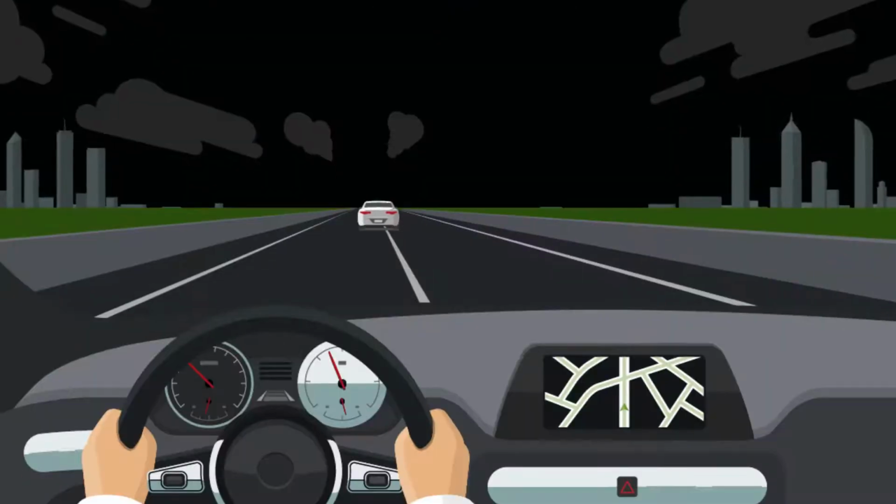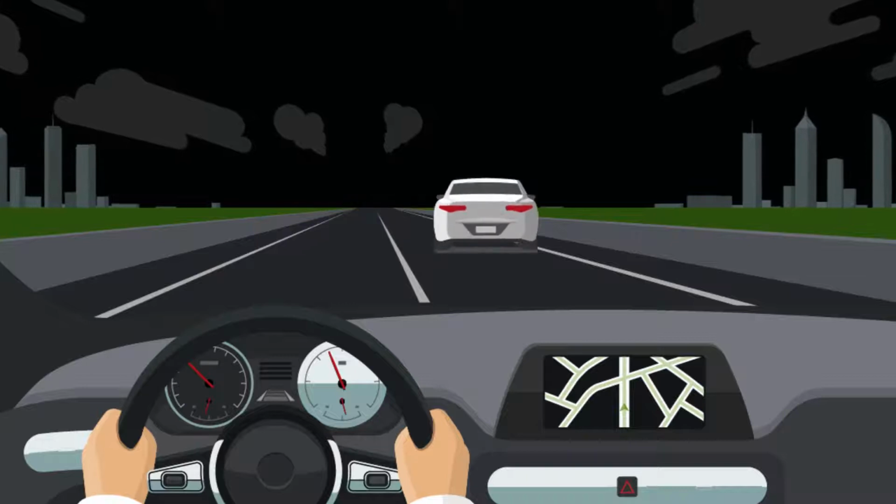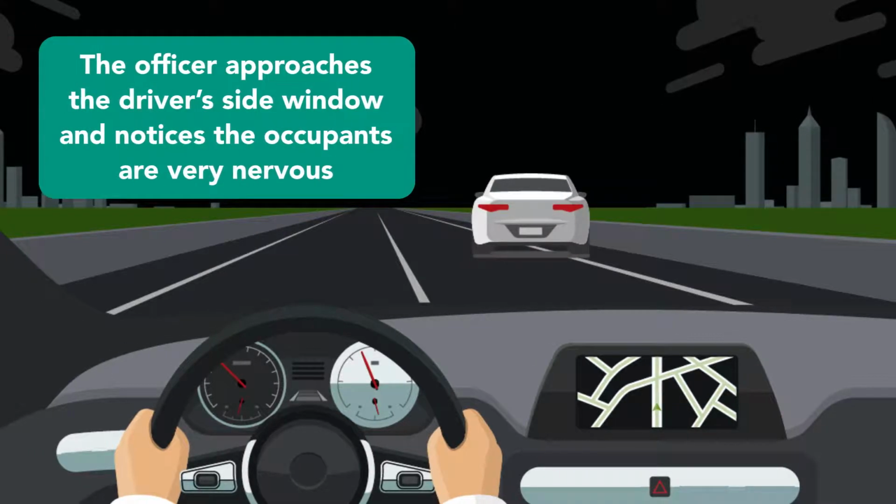However, assume the officer observes the car weaving back and forth on the street at 2 a.m. After pulling the car over, the officer approaches the driver's side window and notices the occupants are very nervous.